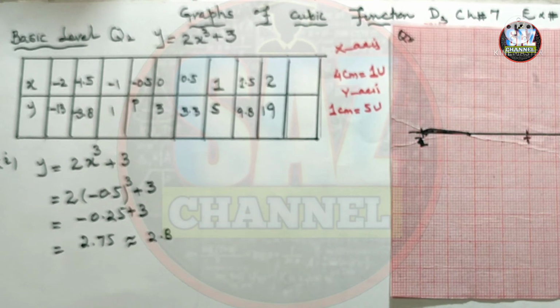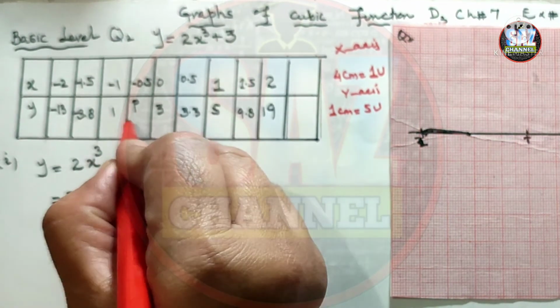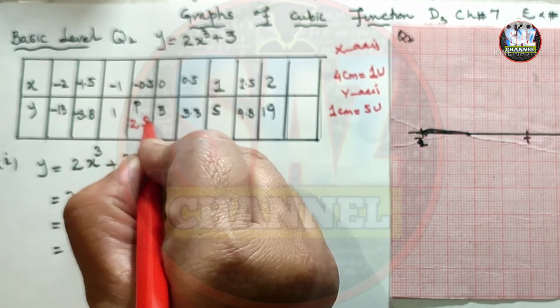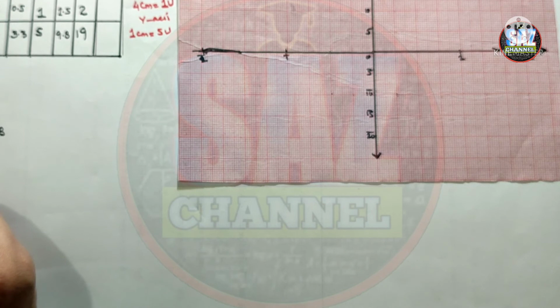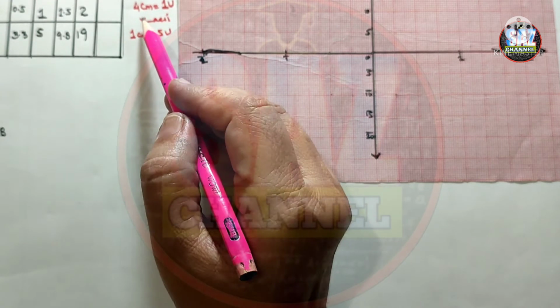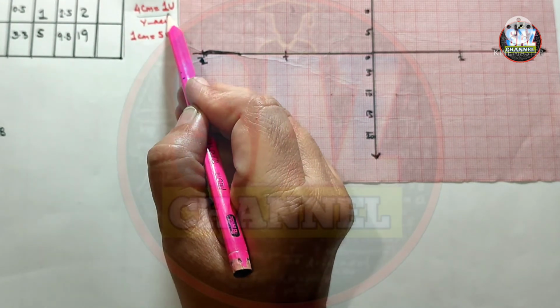After getting the value, we have to replace it in the given table with 2.8. Now the table is complete. Task 1 is complete, and now we have to move to the drawing of the graph. First mark the points one by one on the graph paper, and let's try to understand the scale for both axes.